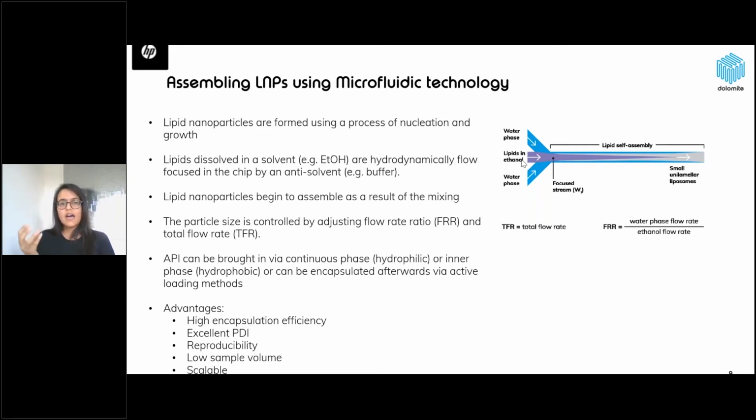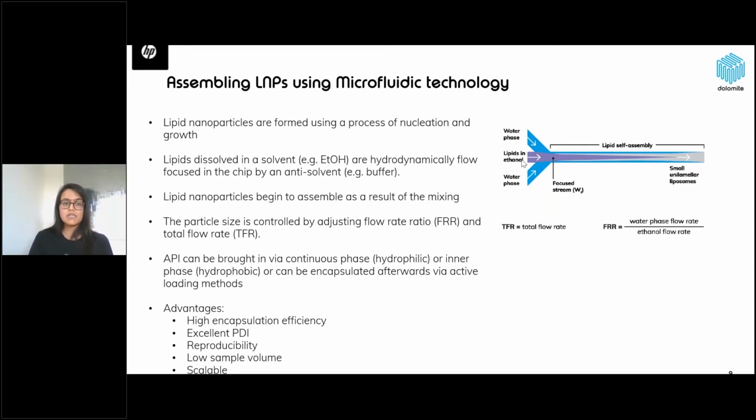So it allows you to have that kind of control over your lipid nanoparticle size. And similarly with the total flow rate, which can also influence your lipid nanoparticle size, but it can also increase the throughput. What we mean by the total flow rate is the combined flow rate of your organic and your aqueous phase in total. So both of these parameters allow you to have control over the size and throughput.